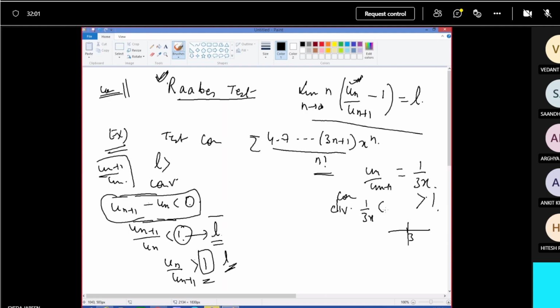So 1/3x will be less than 1, and the test will fail when 1/3x is equal to 1. So fix 1 here and see what x comes out. For those values of x which are less than 1/3 it will converge. Fix 1/3 on the real line: any value of x below 1/3 will converge, and any value above 1/3 will diverge.